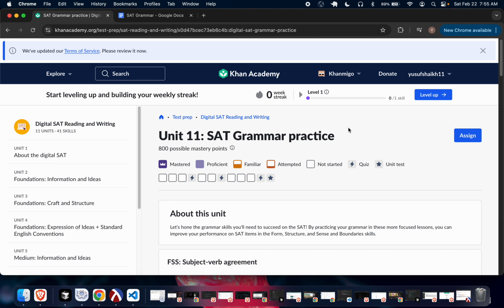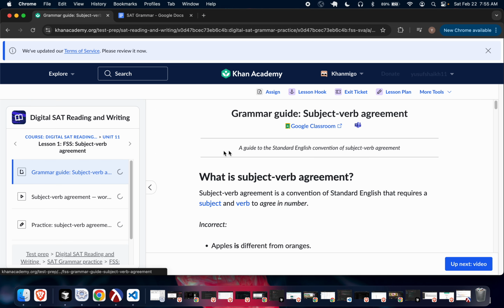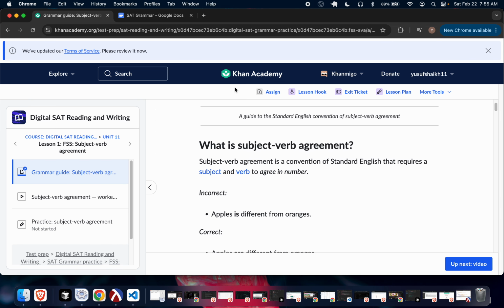In this lesson, we're going to go over Unit 11 of Khan Academy's SAT Reading Prep. So let's start with subject-verb agreement. And we'll also be taking notes along the way. Subject-verb agreement just requires that the subject and verb have to agree in number.